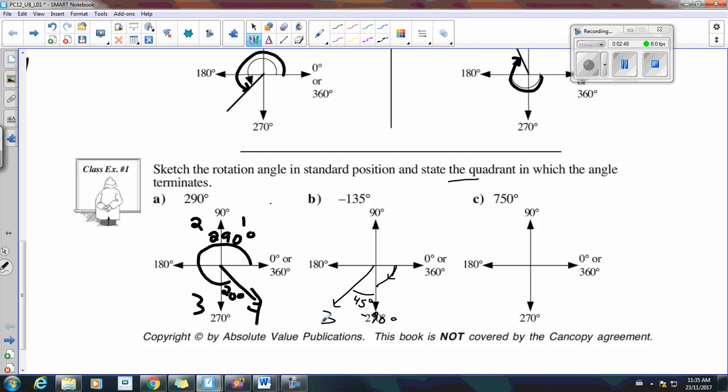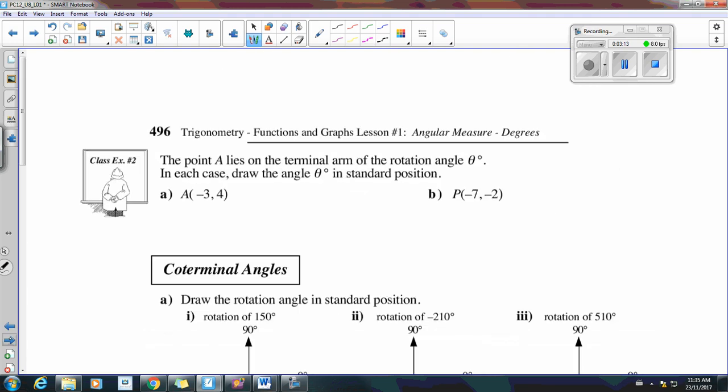750. So we can go around and around as many times as we want. We need this to be positive 750. So we're going to go counterclockwise. We do one full rotation. That's 360. We do a second full rotation. That's 720. Then 30 degrees more. So this would have to be a 30 degree angle, is in quadrant 1, and that gives us our angle of 750.